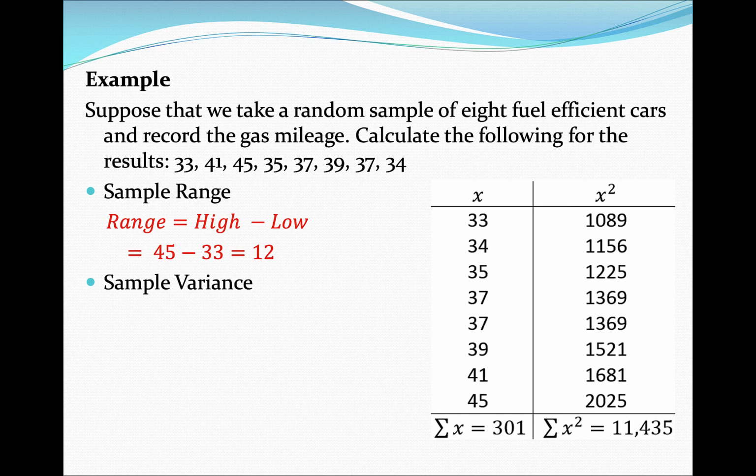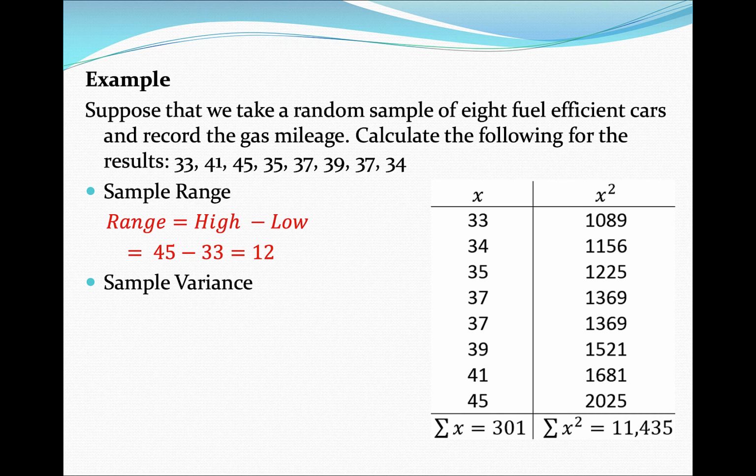To get the x squared, you simply square your x value. You just square your data value. So you square 33, you get 1,089. You square 34, you get 1,156, and so on. So we get that list of x squared values. At the bottom, we write the sum of x squared. That's 11,435.